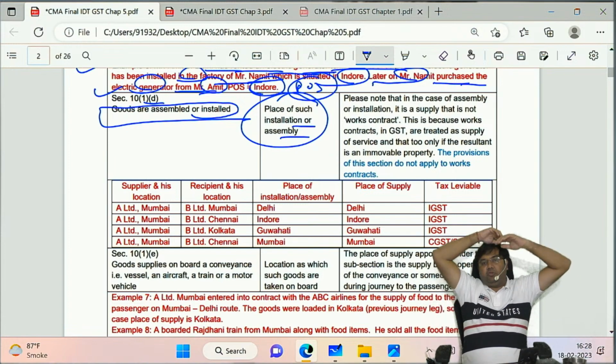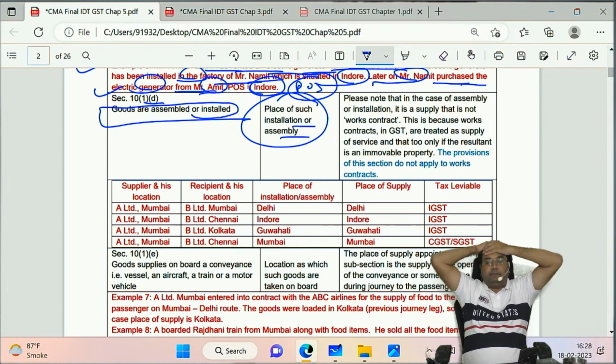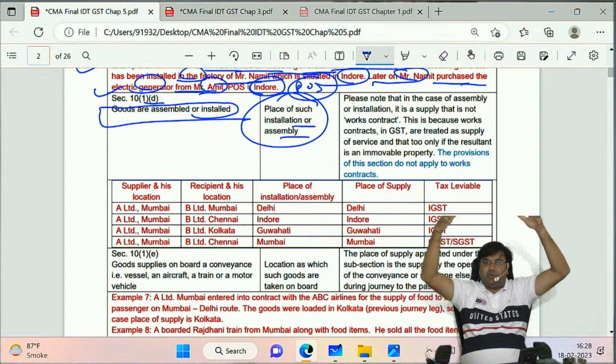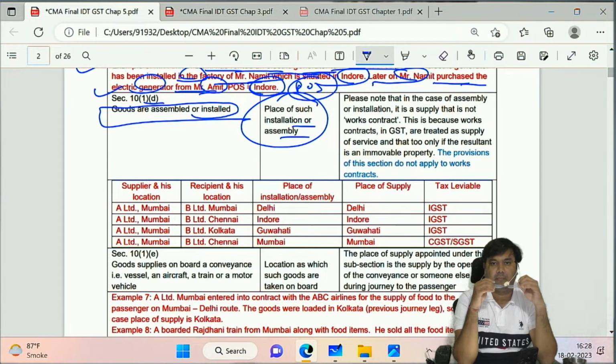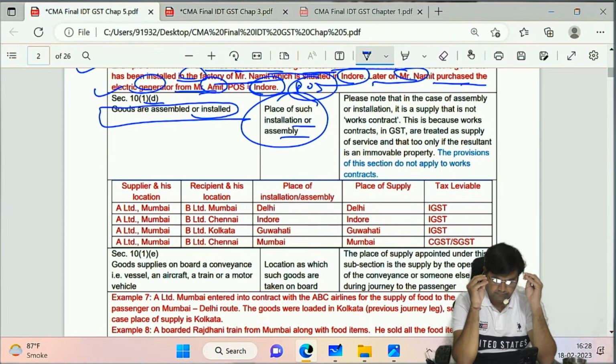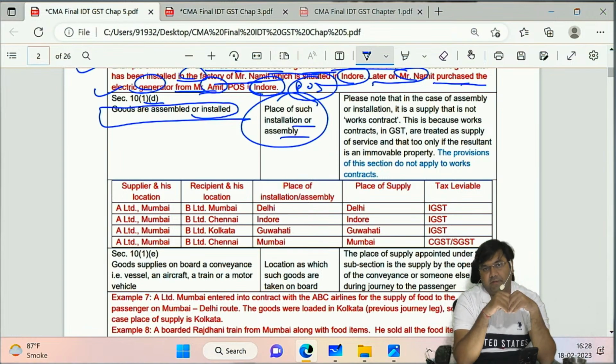So this machinery is going to come from Coimbatore. Now, machinery is big, so normally it is going to come in unassembled form. It is going to be assembled and installed at my place. So what is going to be the place of supply? The place of supply is the installation or assembly of such machinery. Basically, Nasik is going to be the place of supply.